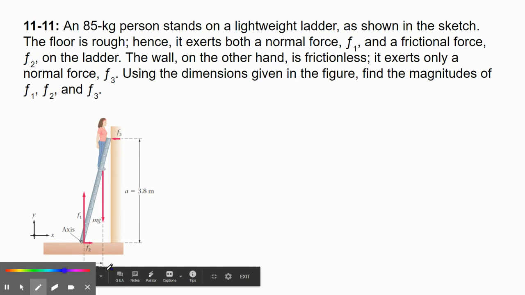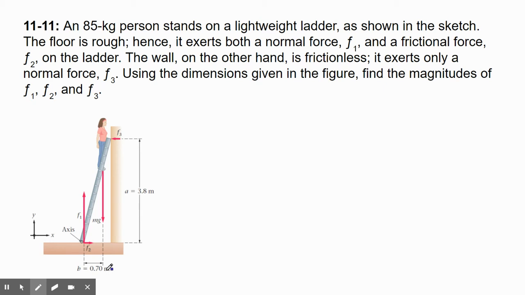Okay, now this problem, again, none of these are super involved problems. We just have to stop and think about what's happening. And I have provided the sketch for you. So we see this person standing on a ladder, as shown here. The floor is rough, and because of that, we see both a normal force and a friction force on the ladder. And then the wall is frictionless. So it only has a normal force, which is perpendicular. So we want to figure out the magnitudes of F1, F2, and F3, and here is all of the information we've been given.